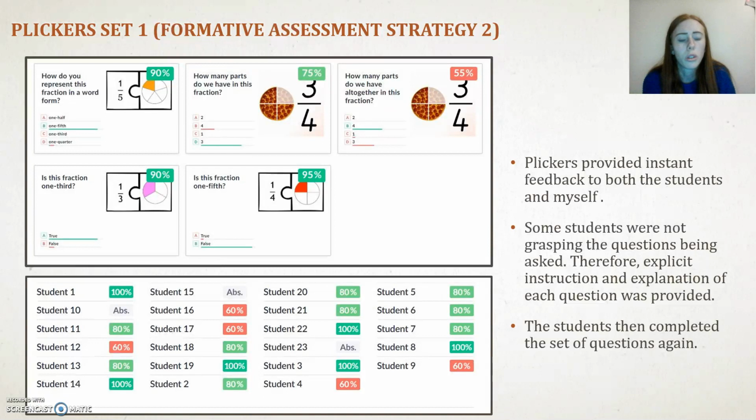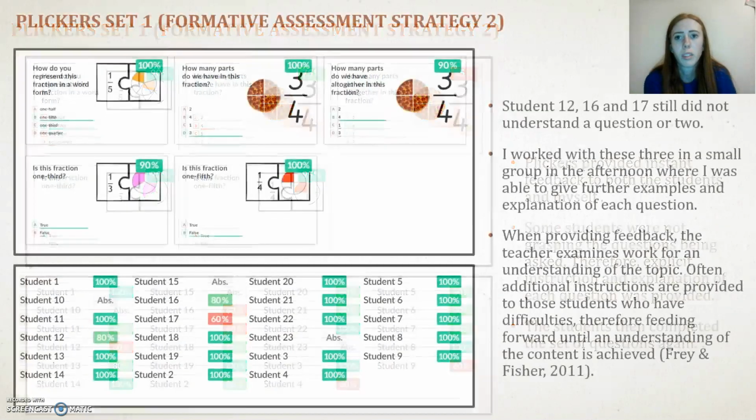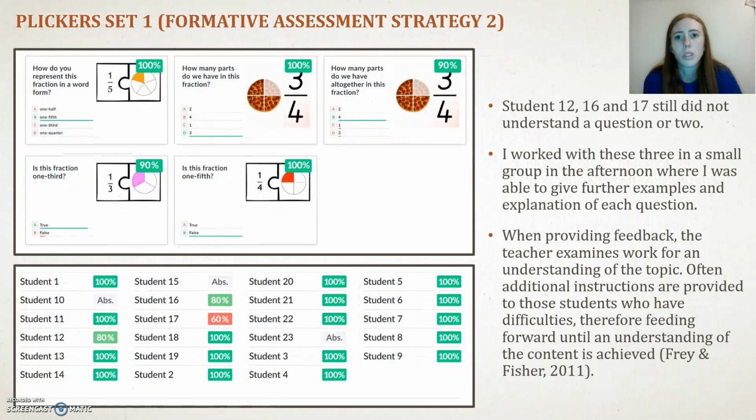Some students were not grasping the questions being asked. Therefore, explicit instruction and explanation of each question was provided. The students then completed the set of questions again. Here are the results from completing the questions again. So it's obvious that student 12, 16, and 17 still did not understand a question or two.